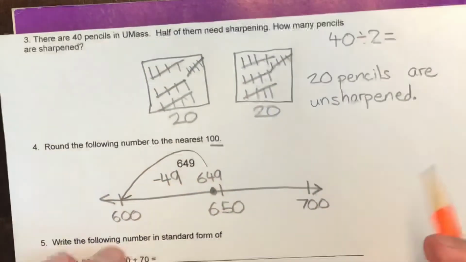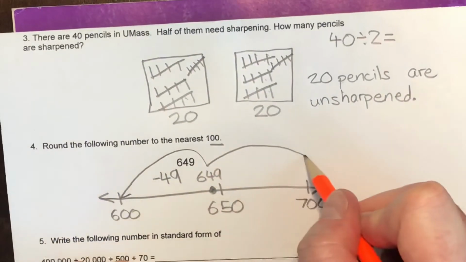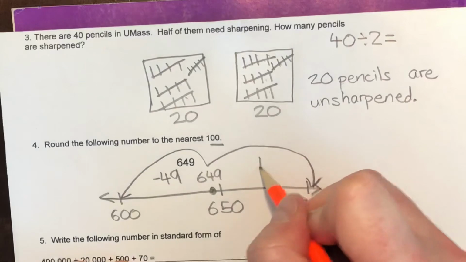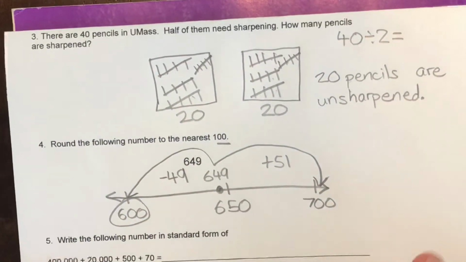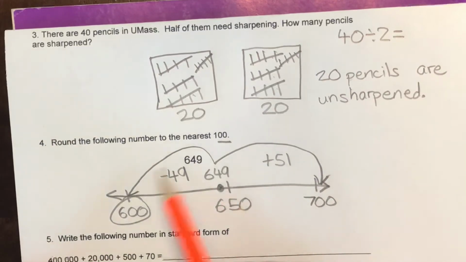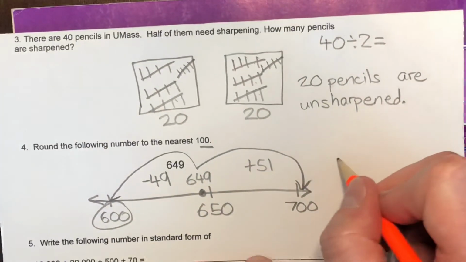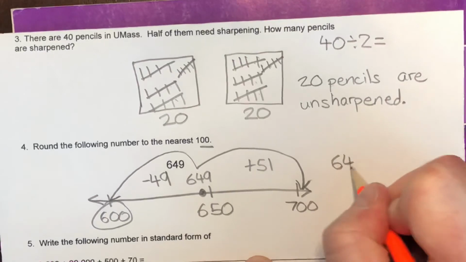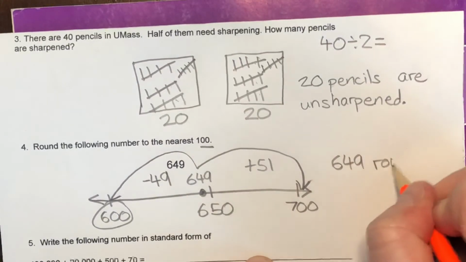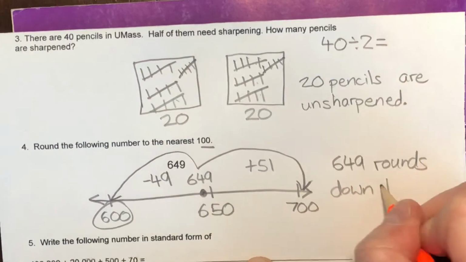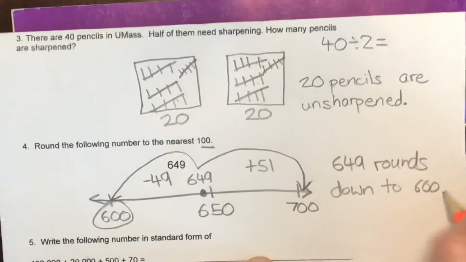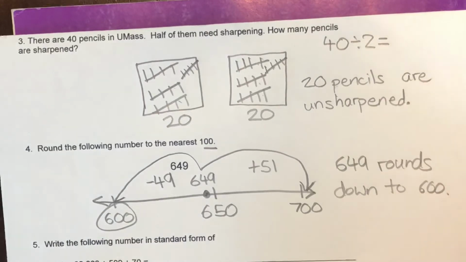So I'm going to take away 49. But it would actually take me 51 hops to get all the way up. So it's actually closer to round down to 600. Okay. Solution sentence. 649 rounds down to 600. It is closer to 600 than it is to 700.